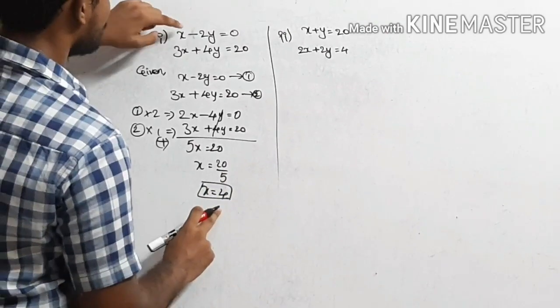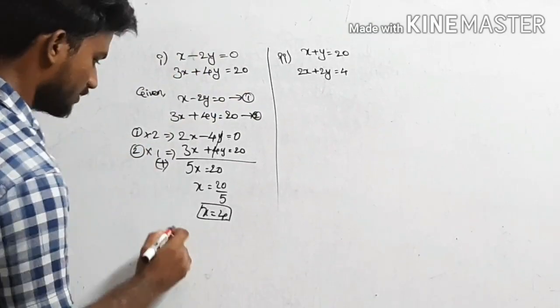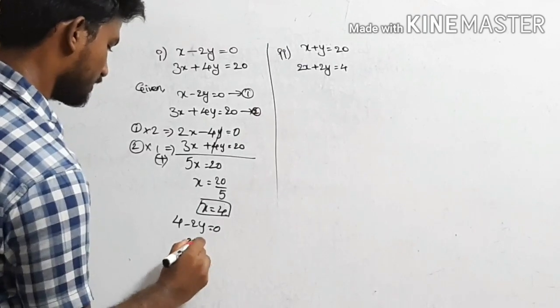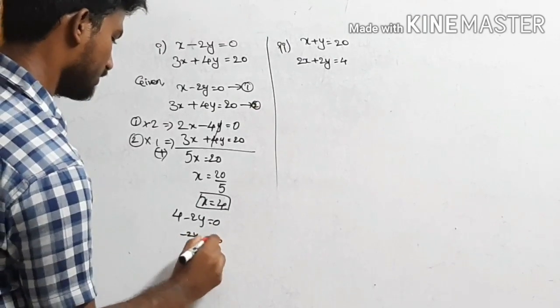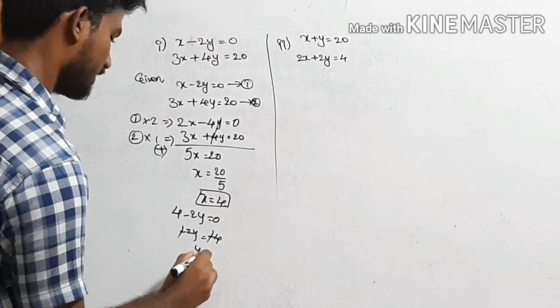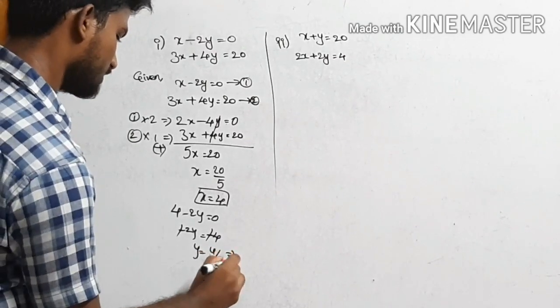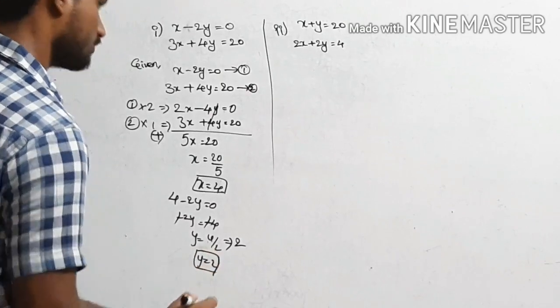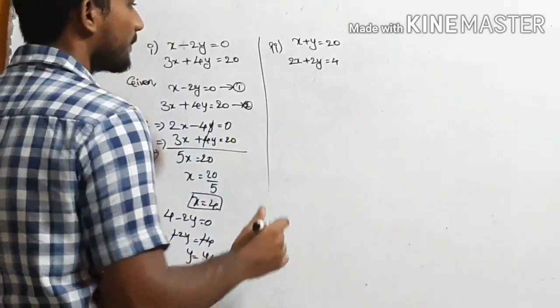Then substitute x equals 4 in the first equation. 4 minus 2y equals 0. Minus 2y equals minus 4. Minus minus cancel. y equals 4 by 2, that is equal to 2. y equals 2. Next, this one.